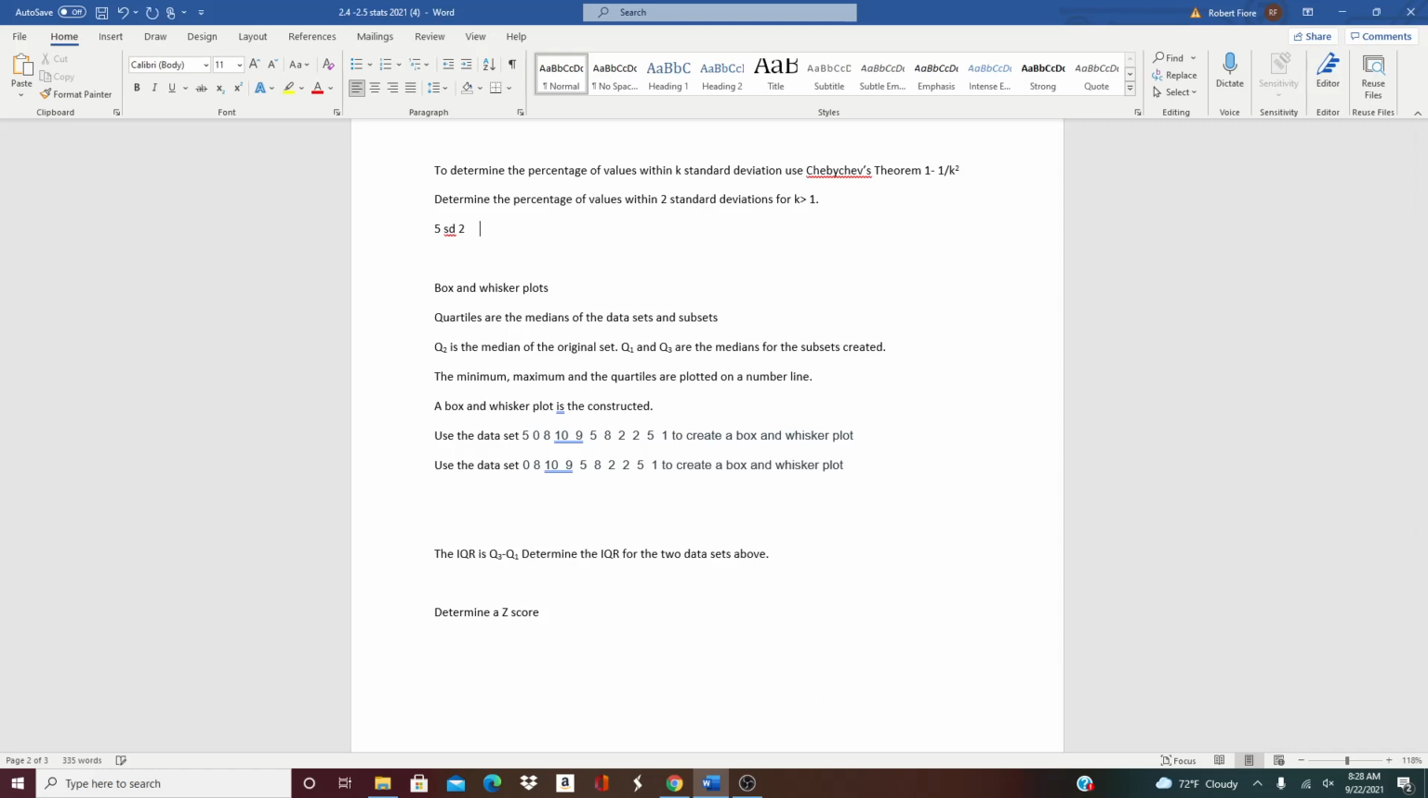Let's calculate how many values there would be two standard deviations out. Well, it's 1 minus 1 divided by two standard deviations squared. Two standard deviations squared, you can write as 2 caret 2. I'm just going to write it as 4. So I have 1 minus 1/4, which is equal to 0.75, which is 75%, which means that 75% of my values should be within two standard deviations of the mean.